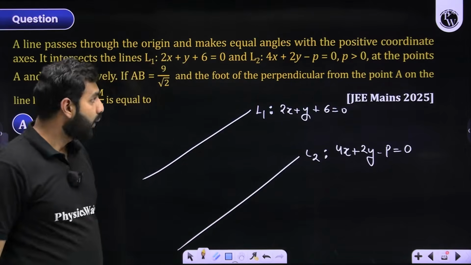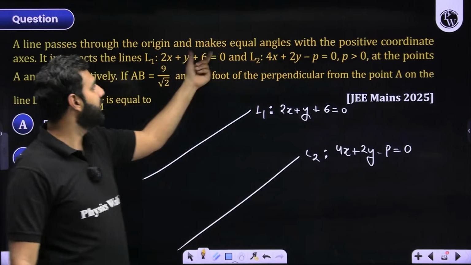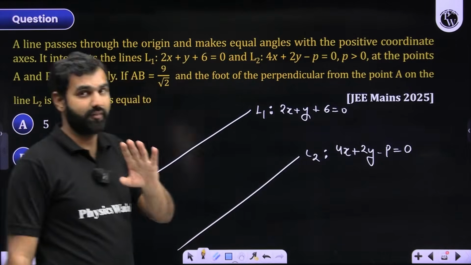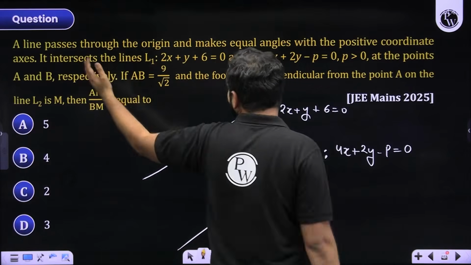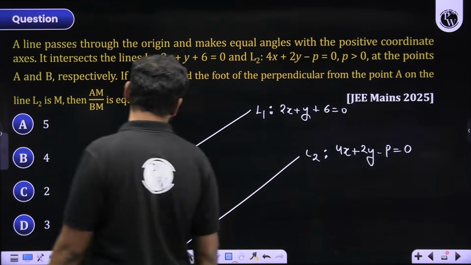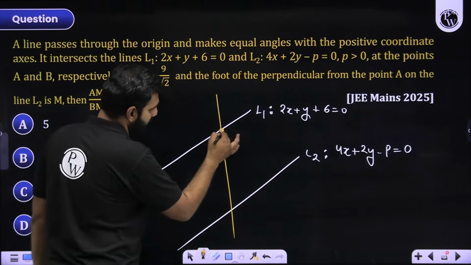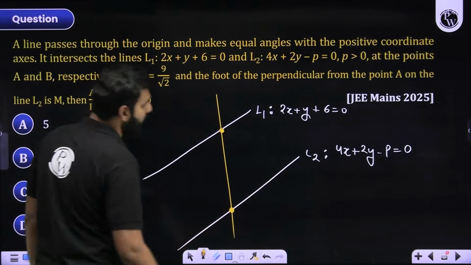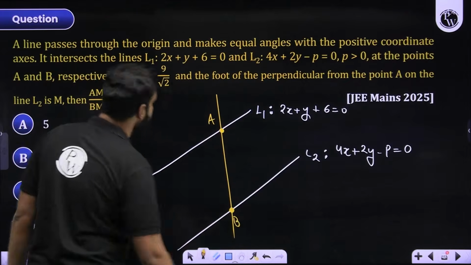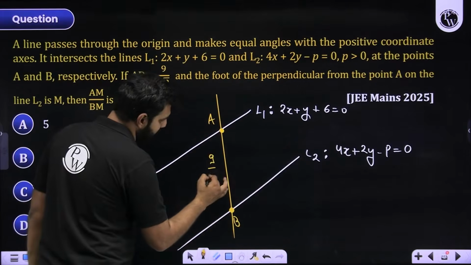Now, what are we told? That our line passes through origin and makes equal angles with the positive coordinate axis. I hope you're realizing, 45 degrees. Now, it intersects the lines L1 and L2 at the points A and B respectively. So there is a line which intersects these two lines at A and B. So let's say these are A and B, right? Line L1 is intersected at A, line L2 is intersected at B. And we are told that AB is 9 by root 2. So this length AB is 9 by root 2.